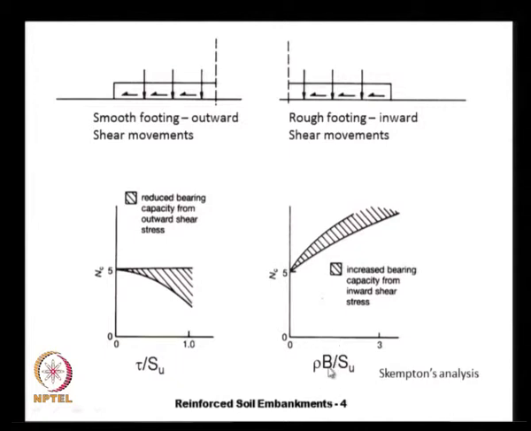for different cases of the B, that is the footing width, and Su is the undrained shear strength of the soil. The bearing capacity shoots up as your footing width increases. This ρB by Su is a non-dimensional number, and we see that there is a drastic increase in the bearing capacity of the soil when we have a rough rigid footing.